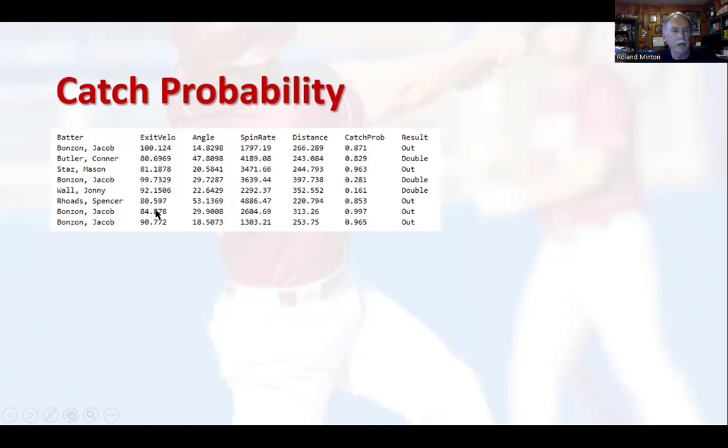So here's our hits from one of the games. For the most part, if the catch probability is high, it was caught. In this case, with catch probability low, it's a double. Got one anomaly here. We've got a double with a catch probability of 83%. If you look at the actual data, the ball didn't go very far. Very high spin rate, high angle, low exit velocity.